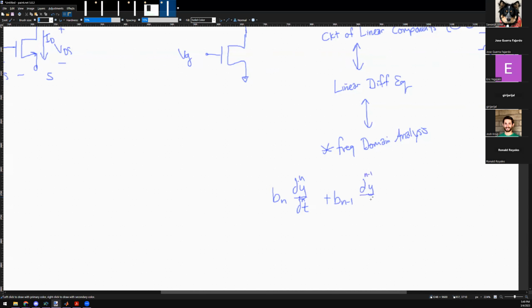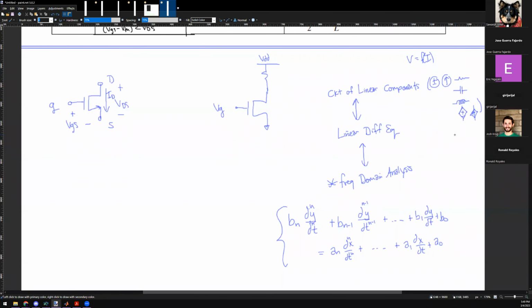Okay, a_{n-1} d^{n-1}y/dt^{n-1} plus ... plus b1 dy/dt plus b0 is equal to a_n d^n x/dt^n plus ... plus a1 dx/dt plus a naught. Yes, this is a constant coefficient linear differential equation. And I promise you, any circuit that has this will always have KVL, KCL, will always combine these guys linearly to generate an equation that looks like this, always.